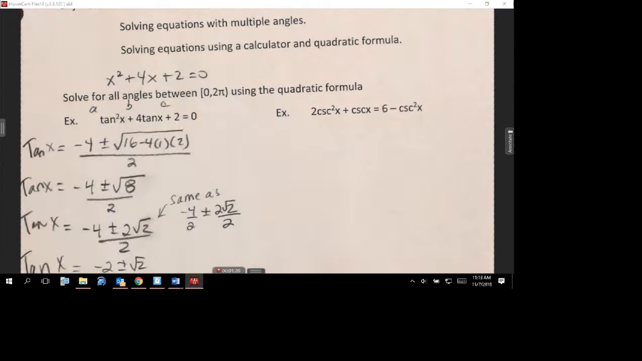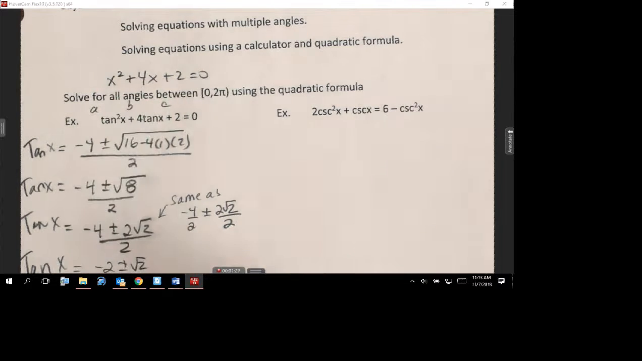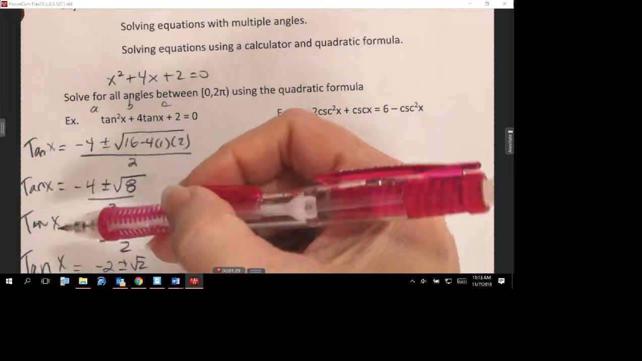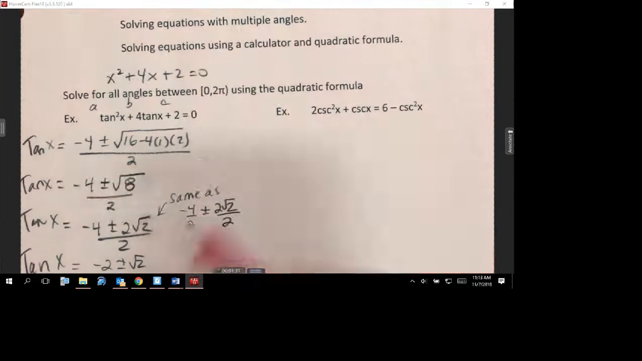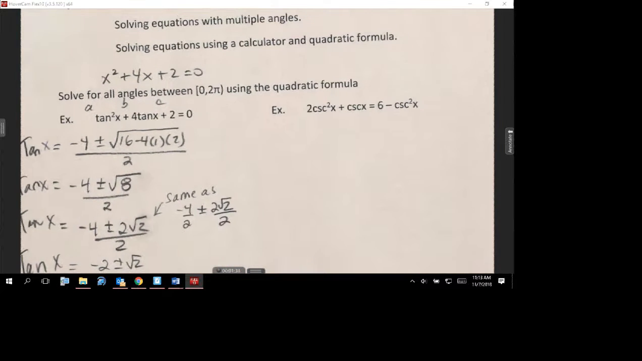Now, I know at least one group used u substitution. If you're using u substitution, so you did u's instead of x's, then this would be u equals u equals. But at the end, you have to put tangent x back in.